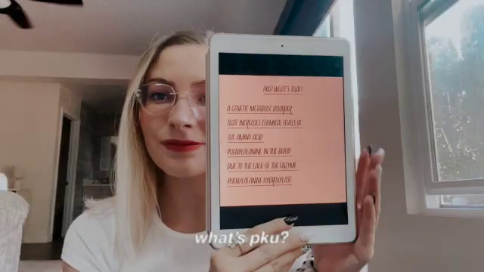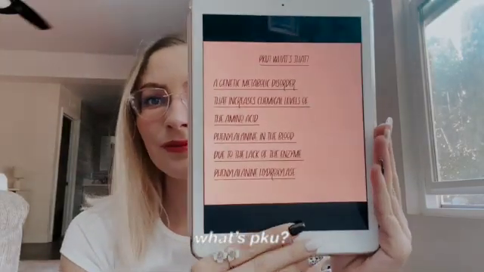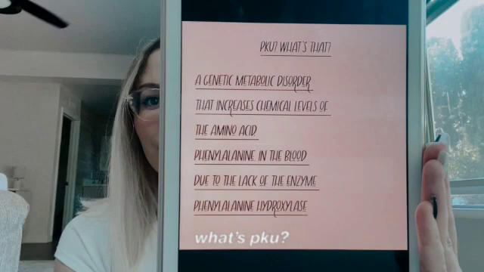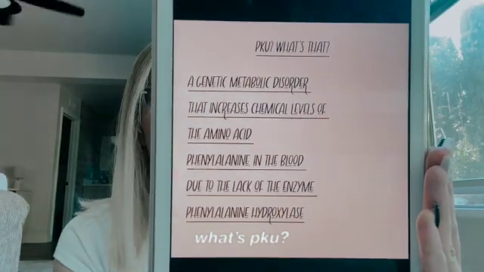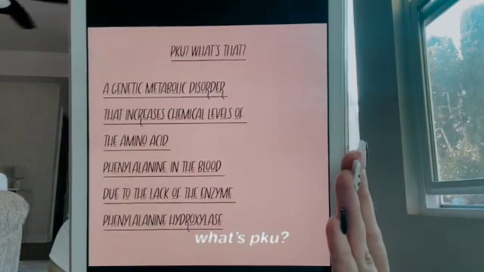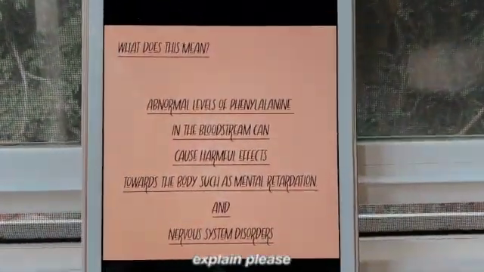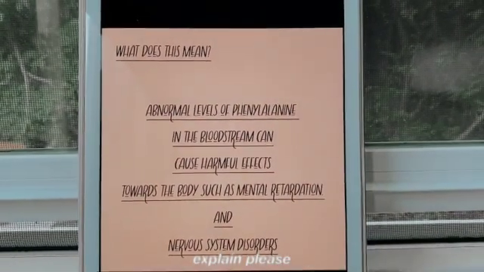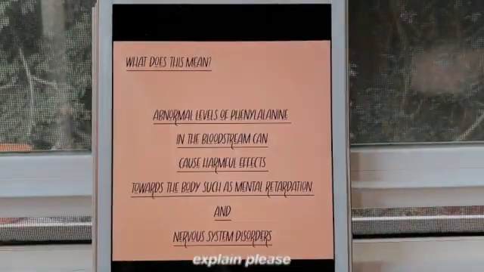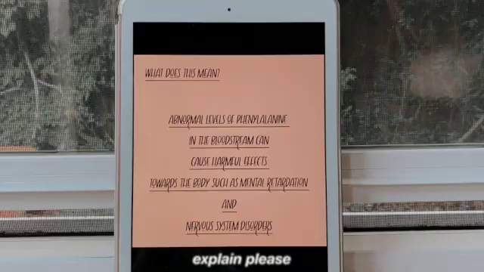PKU is a genetic metabolic disorder that increases chemical levels of the amino acid phenylalanine in the blood, and that's due to the lack of the enzyme phenylalanine hydroxylase. Abnormal levels of phenylalanine in the bloodstream can cause harmful effects towards the body, such as mental retardation and nervous system disorders. This happens in the absence of phenylalanine hydroxylase, and this accumulates with phenylpyruvic acid.